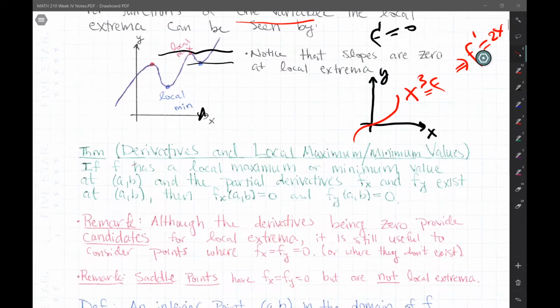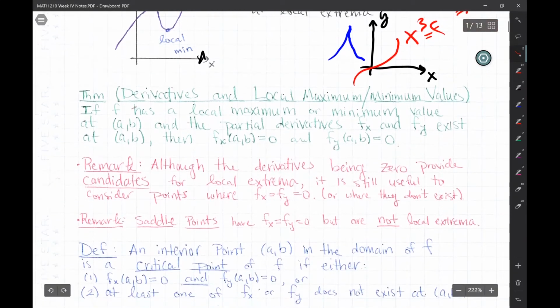Moreover, points where the partial derivatives don't exist also need closer attention. I mean, considering functions of one variable, for example, you could get a cusp where the derivative doesn't exist at the top of that cusp, but it's still a max. So what do we learn at the end by this theorem? That places where the derivatives are 0 and places where the derivatives don't exist should be taken a closer look at for candidates for our local extrema.